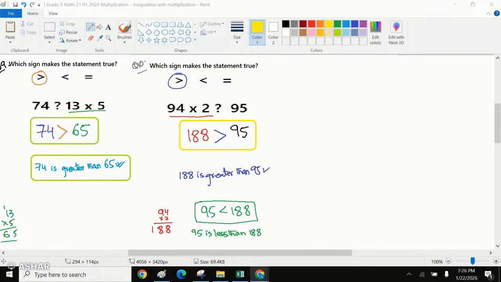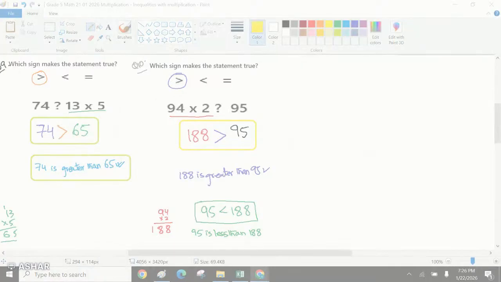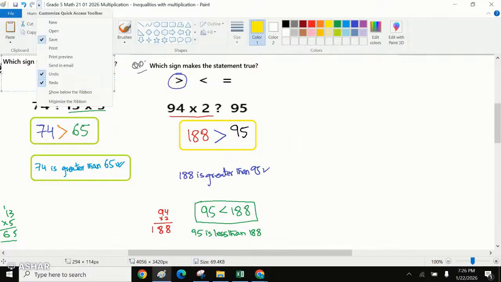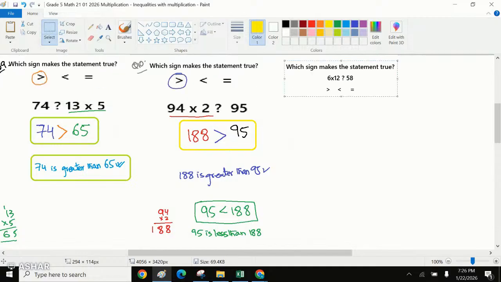The next question says, which sign makes the statement true? We've been given this set of values, in which these are the multiplicative values, and these are the signs given to us. The question says 6 multiplied by 12, with a question mark, and 58, right? We need to find the missing sign.